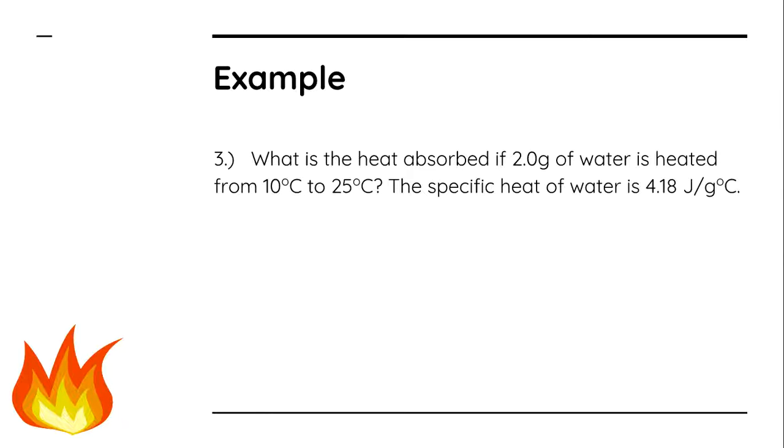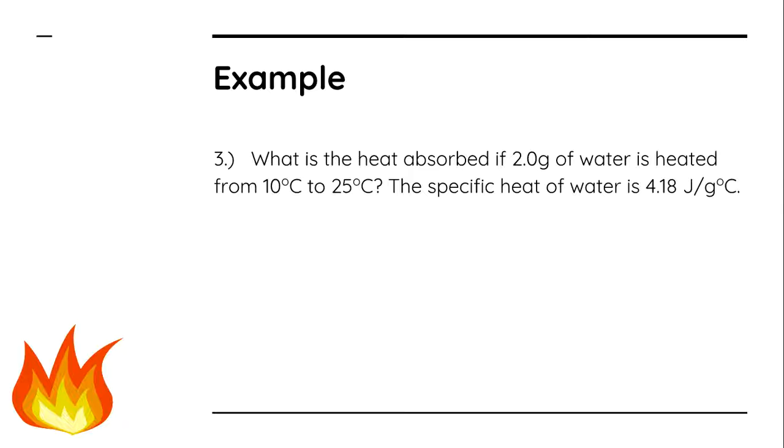First example here is what is the heat absorbed if 2.0 grams of water is heated from 10 degrees Celsius to 25 degrees Celsius. The specific heat of water is 4.18. Now, the specific heat of water is something that will need to be memorized. That one will not be given to you as often, but other times you will always be given the specific heat of a substance if it is not commonly known.